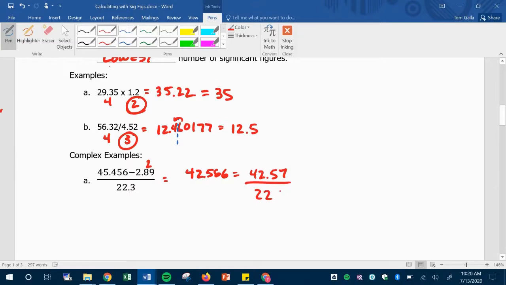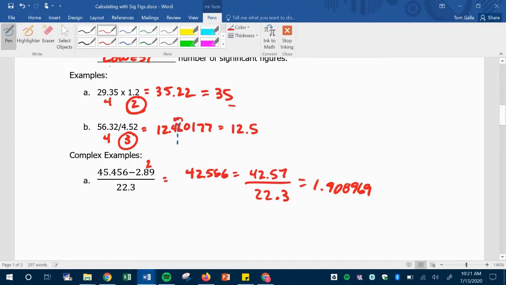And now we continue our problem with the divided by 22.3 part. And so now we divide our answer by 22.3. And keep in mind, it should be the 42.57. You cannot just use the answer part on your calculator. So we do have to restart and type in the 42.57. You can't use the 42.566. So now when we type this in and plug it into our calculator, we end up getting 1.90896, and then 9 again.